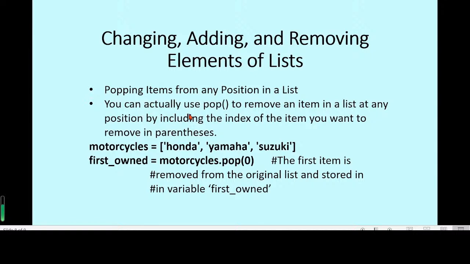Popping items from any position in a list. You can actually use pop to remove an item in a list at any position by including the index of the item you want to remove in parentheses. So this is the list with 3 motorcycles. So we can pop 0. The first item is removed from the original list and stored in a variable called first owned.